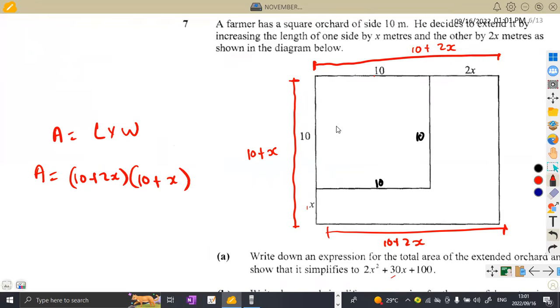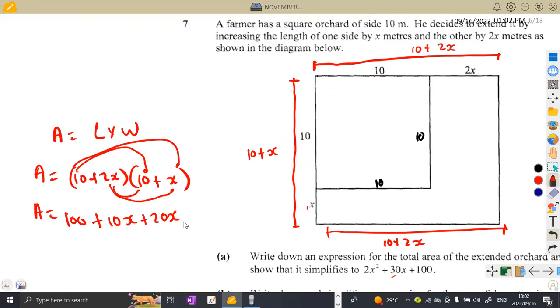As you can see, guys, it's just a matter of expanding brackets. Then you can simplify further: 10 by 10 is 100, 10 by x is 10x, 2x times 10 is 20x, then 2x times x is 2x squared. Okay, so it's a quadratic expression where we just have to write it in the form of ax squared plus bx plus c. Which means we can start with x squared, which is going to be 2x squared.